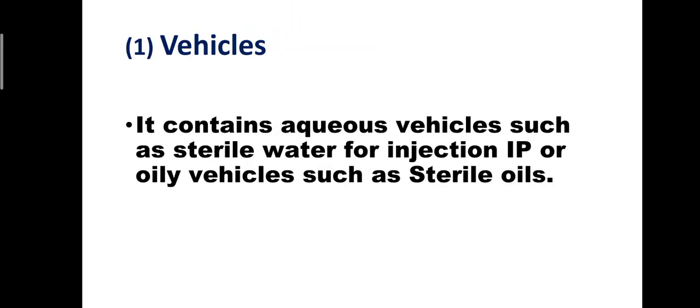Vehicles. They include aqueous vehicles such as sterile water for injection IP, or oily vehicles such as sterile oils. These are the 2 types. What is the role of vehicles? It means they increase the dose or content. For example, if our drug is 0.5 gram and we add 5 gram, the total solution becomes 5.5 gram. That is a vehicle or additive.